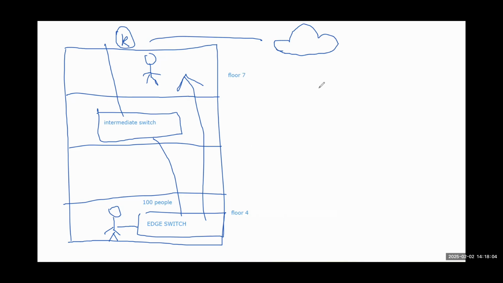Now I'm going to give you an example. For example, I'm asking my colleague on floor 7, are you coming to work today? My message is going to go as a frame to the intermediate switch, and then when it goes to the router, because the router works at the network layer, it will transform it into a packet, and then it will finally go to the cloud, to the internet.